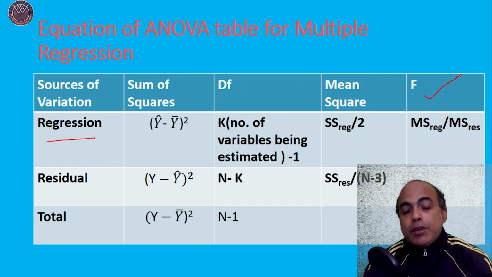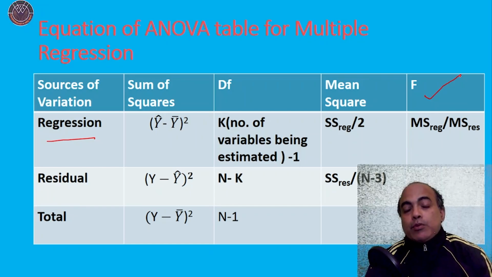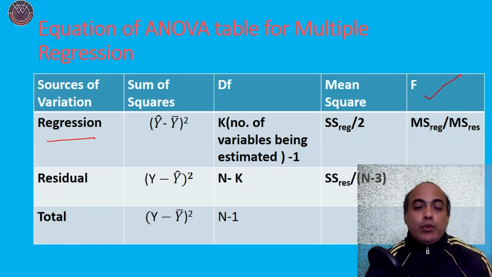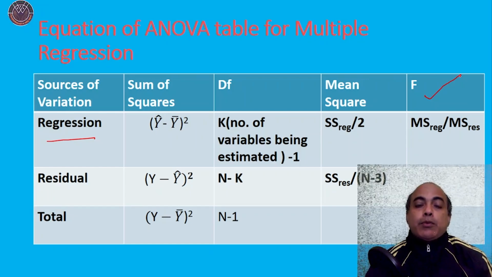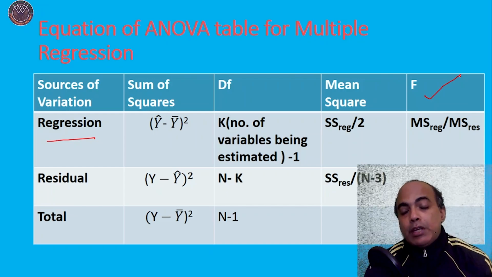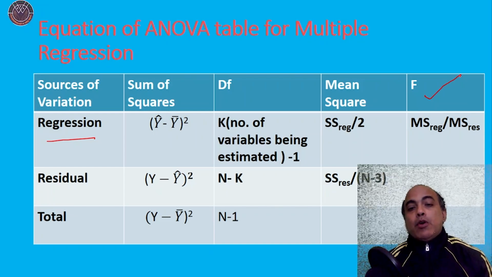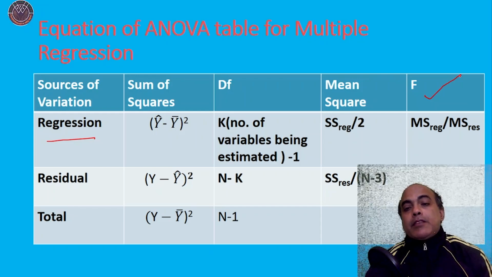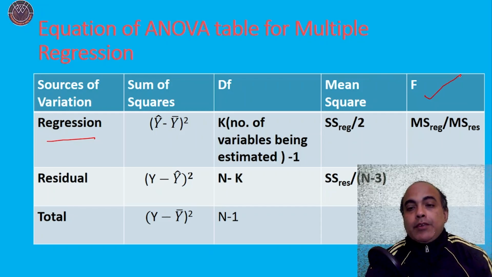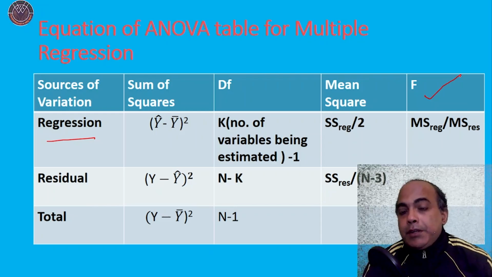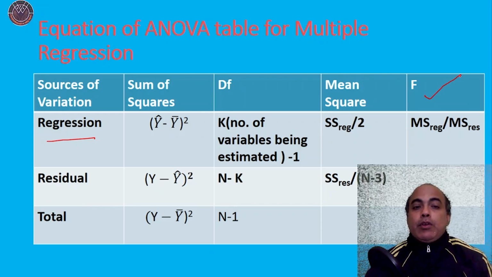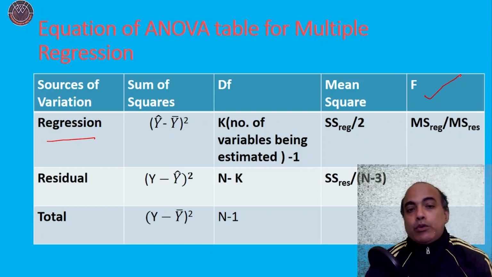So we have the regression sum of square divided by 2, because the degrees of freedom here is 2, and the residual sum of square is divided by n minus 3. So here we will divide by 5, because we have n as 8, and 8 minus 3 is 5. Then to get the value of F, we have to divide the mean sum of square regression by the mean sum of square residual. So let us substitute these values.